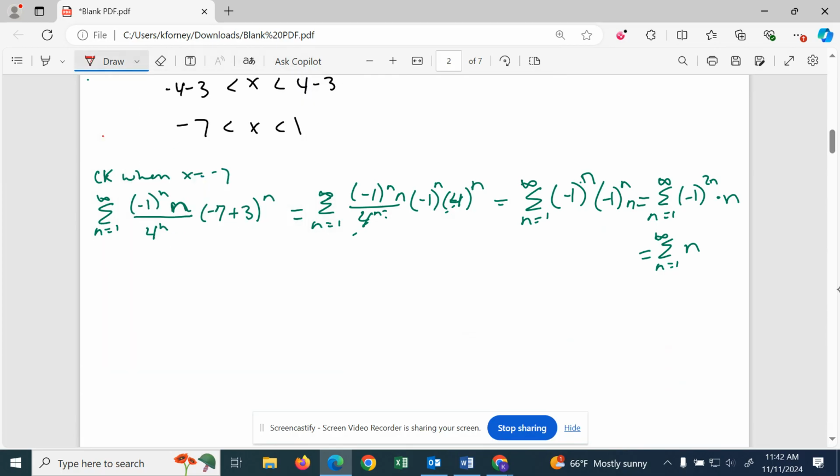The divergence test lets us know that the limit is not equal to 0. That's because for the divergence test the limit has to be 0 for the series to converge. Therefore, divergent.